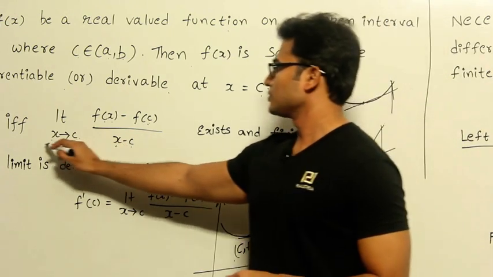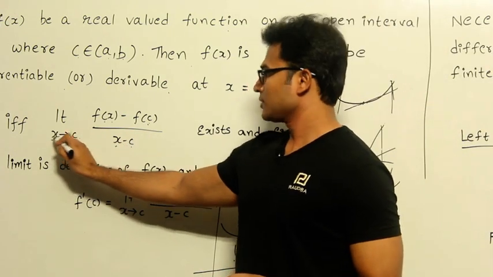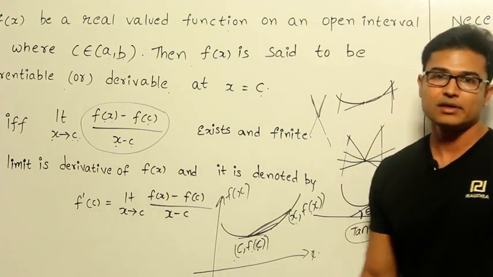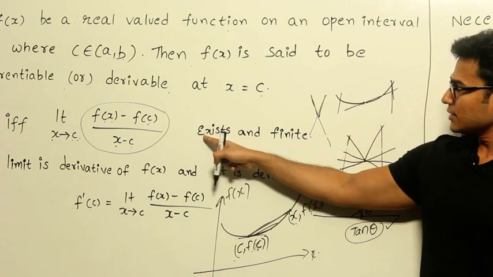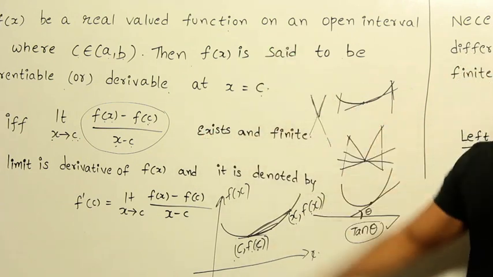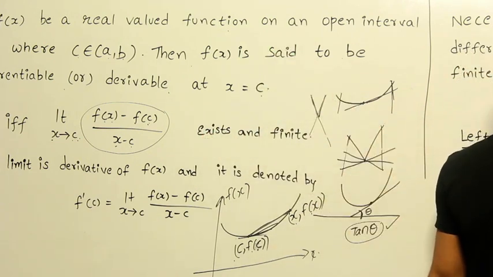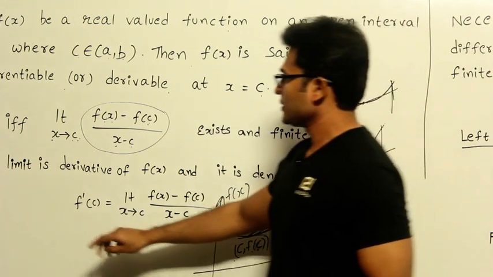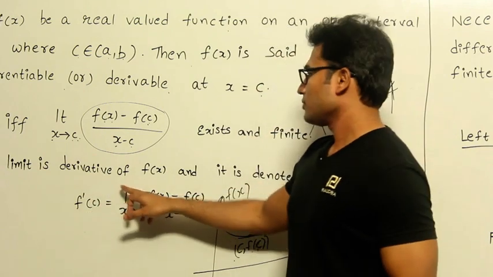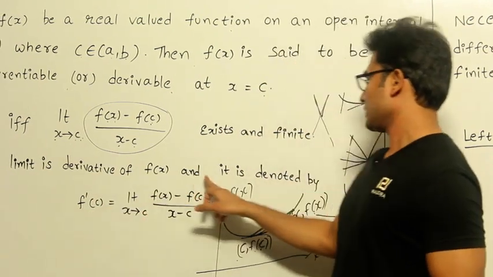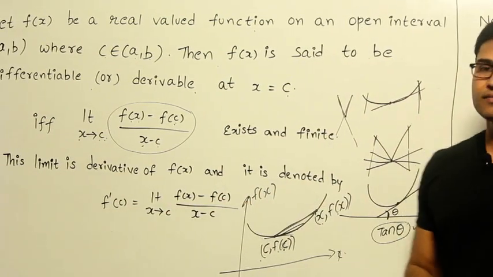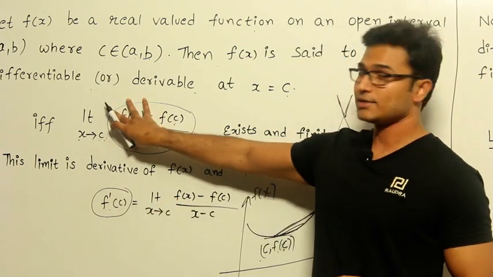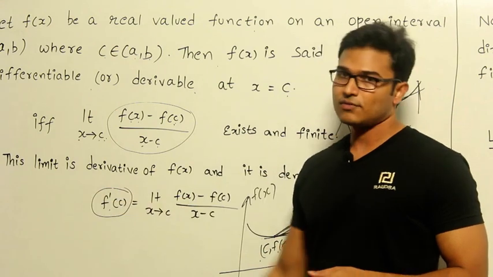So see this one. As I move this point x towards c, the slope of this line will become the slope of the tangent, right? Now if it exists and if it is finite, we can say that it is differentiable or derivable. This is one definition. Let's see one more definition also. This limit is the derivative of f of x and it is denoted by f dash of c. So whatever this limit is, we can also write it as f dash of c.